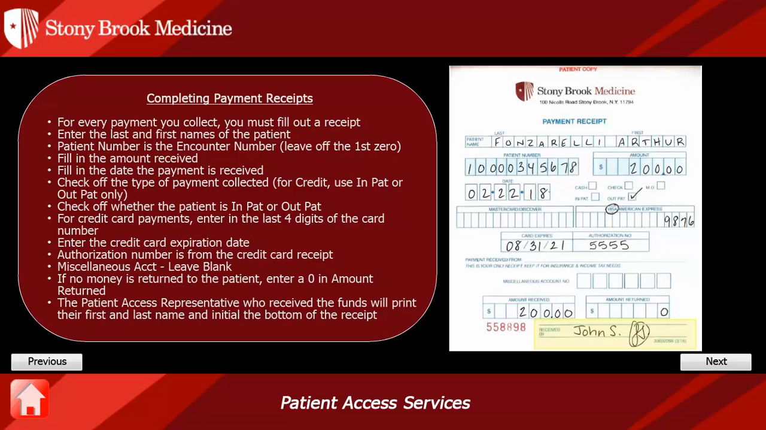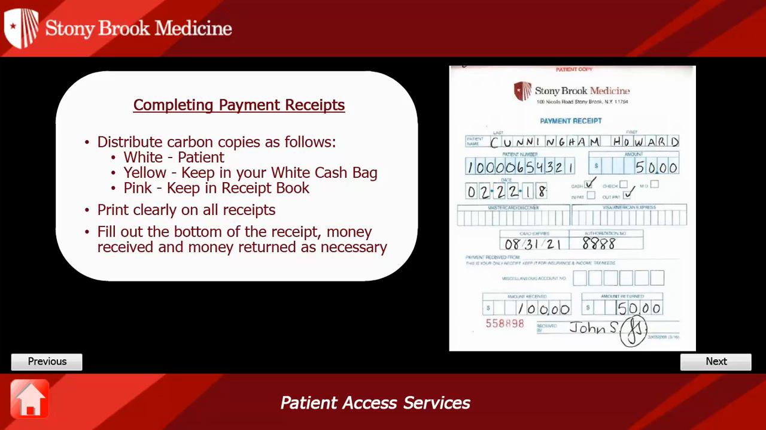The patient access representative who received the funds will print their first and last name and initial the bottom of the receipt. Distribute carbon copies as follows. The white copy goes to the patient, the yellow copy is kept in the white cash bag, and the pink copy is kept in the receipt book. Print clearly on all receipts. Fill out the bottom of the receipt, money received and money returned as necessary.